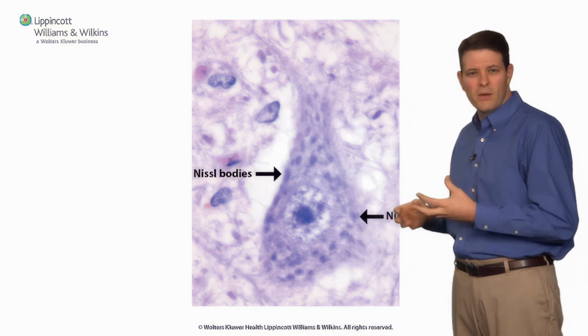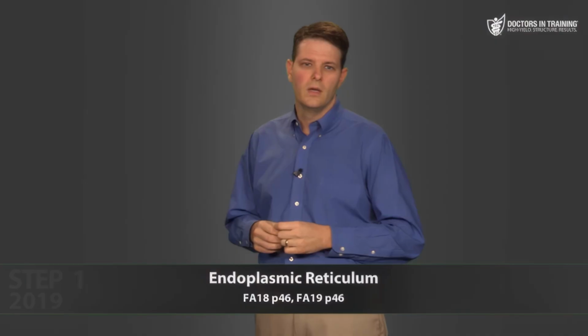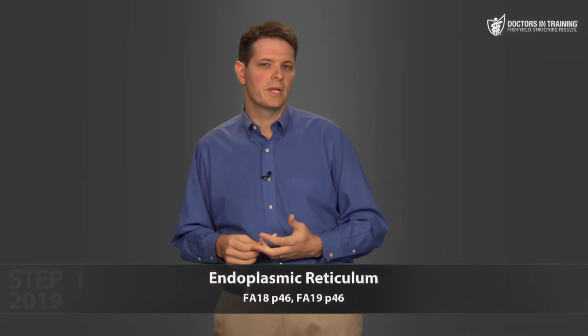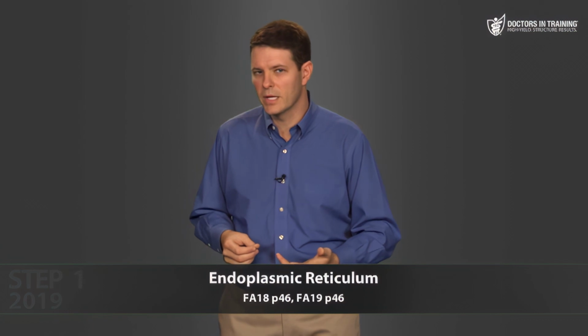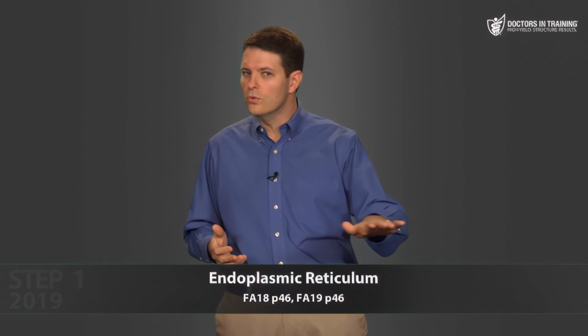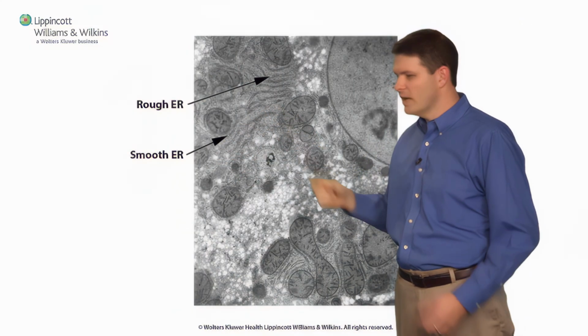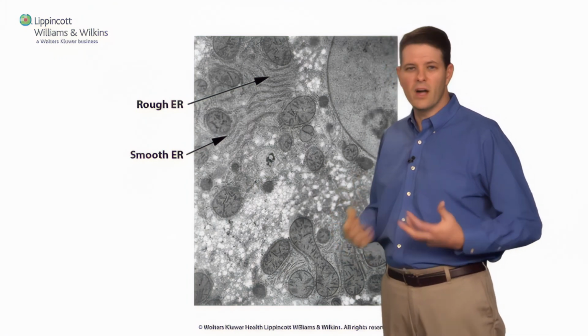So if you look at the cell body and you see Nissl bodies, you know you're looking at a dendrite rather than an axon. And then in addition to rough endoplasmic reticulum, there's also smooth endoplasmic reticulum. It's like the Justin Timberlake of cell biology. Smooth. Smooth endoplasmic reticulum is where steroids are synthesized and where drugs and poisons are detoxified.